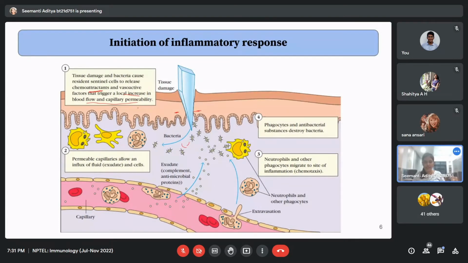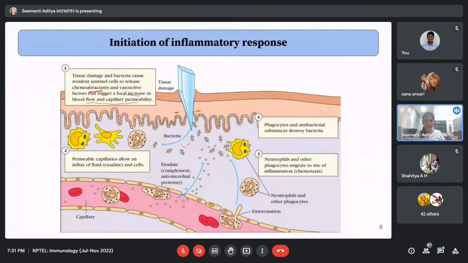This could be chemokines or cytokines, and that will help in increasing the permeability of your endothelial cells that are present on the blood vessel. And the circulating immune cells that are always there in your blood will then be directed towards the site of infection. The neutrophils basically are the first type of cells that are going to reach the site of infection. All these neutrophils and phagocytes will then migrate to the site of infection through chemotaxis because of the release of the chemoattractants. And finally, phagocytes and antimicrobial substances will destroy the bacteria over here.